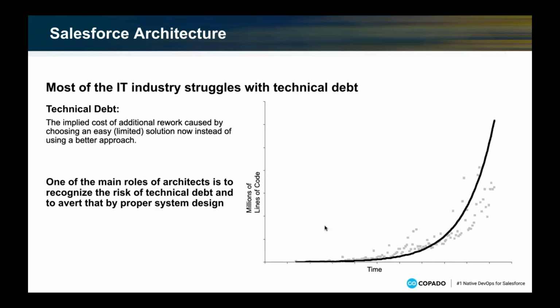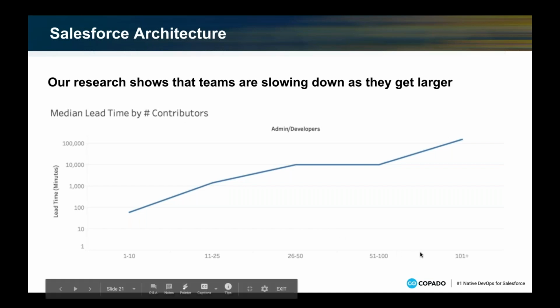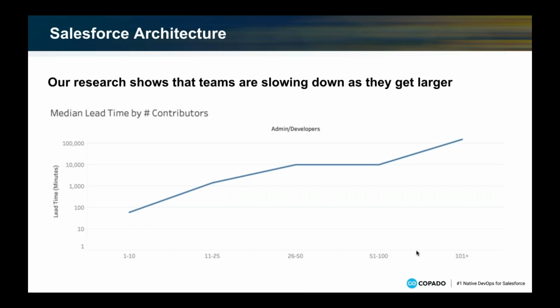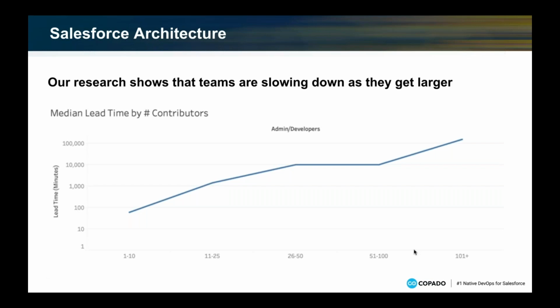One of the characteristics we noticed in the State of Salesforce DevOps survey is that as teams scale, the lead time, the amount of time it takes to get changes out to production, scales with it. And so larger teams are slowing down. On the vertical axis, this is a logarithmic scale. So we're going from, for example, being able to deliver changes that are already built in just 1 hour to having to take weeks and weeks to deliver changes, even after they've been built.